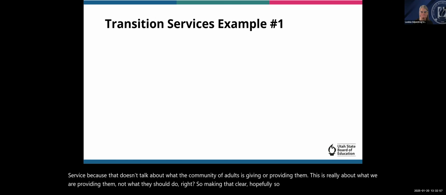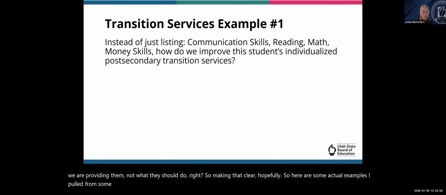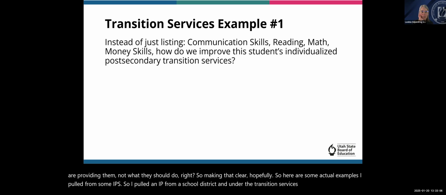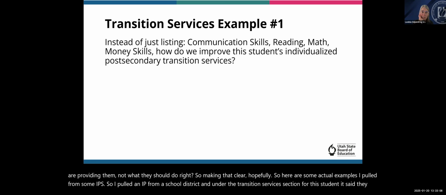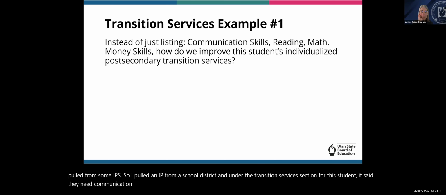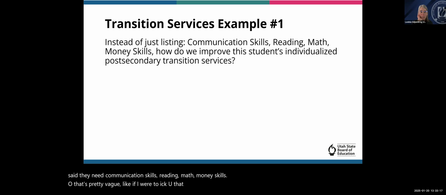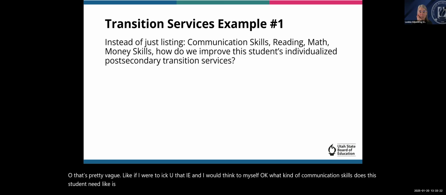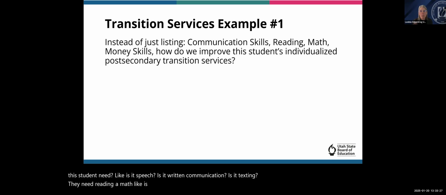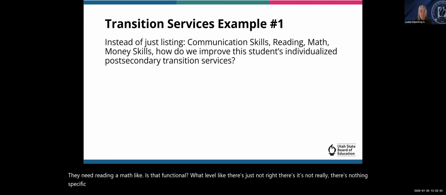So here are some actual examples I pulled from some IEPs. I pulled an IEP from a school district, and under the transition services section for this student, it said they need communication skills, reading, math, money skills. So that's pretty vague. If I were to pick up that IEP, I would think to myself, okay, what kind of communication skills does this student need? Is it speech? Is it written communication? Is it texting? They need reading and math. Is that functional? What level? There's nothing specific there. And they need money skills. Well, that's huge, right? There's so much around money skills.